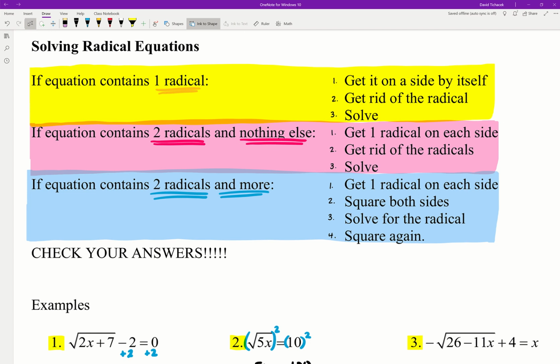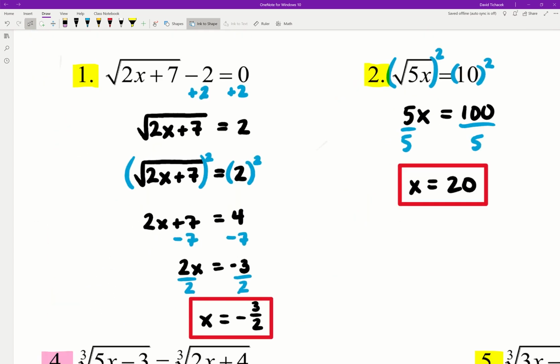In the case where we just have 1 radical, that's the easiest case because you would just want to go ahead and isolate the radical and then undo it and then write your answer. And that's this yellow case right here. So a couple of examples of that. I already have some examples worked out just for sake of time in the video.